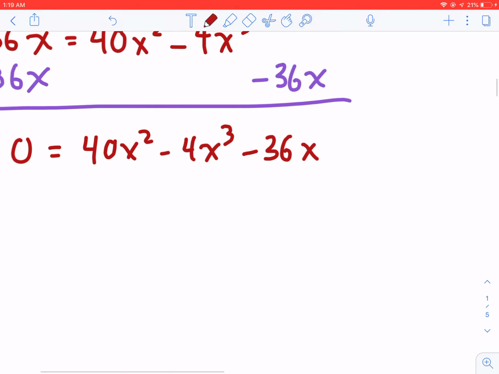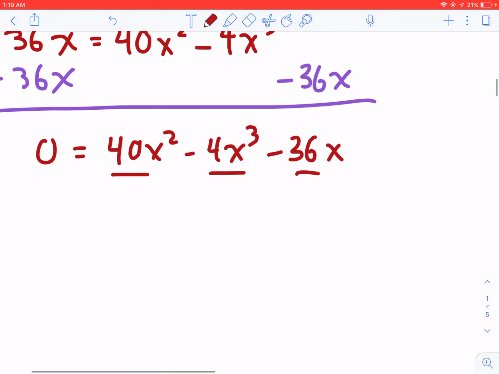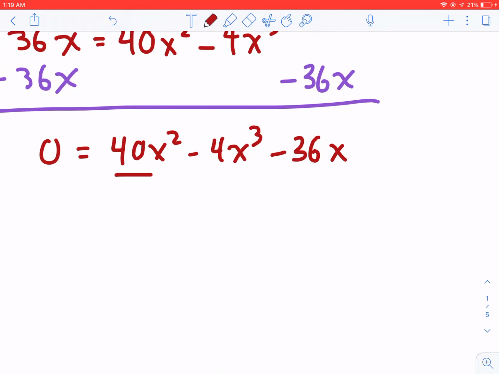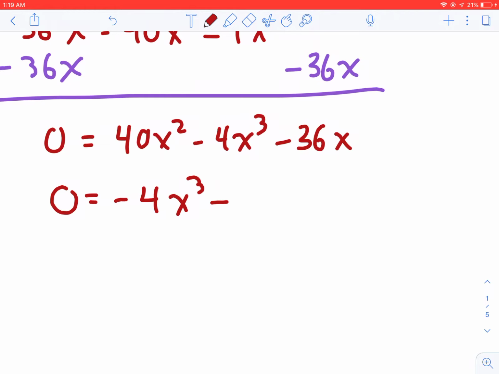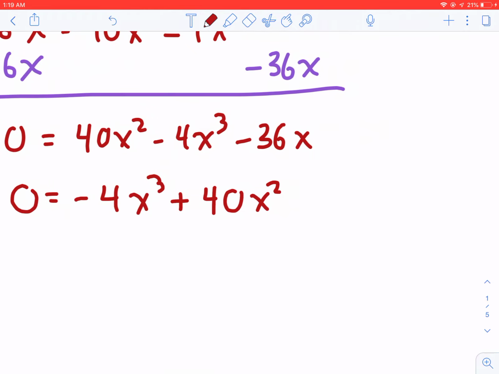And looking at these three terms, I notice they are not in standard form because the x cubed should come first, right? Standard form is in order of decreasing exponents. So my biggest exponent is x cubed, so that should come first. My next term is a positive 40x squared, so that's plus 40x squared. And the last term is going to be minus 36x.